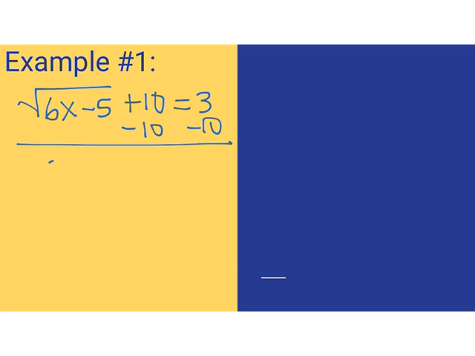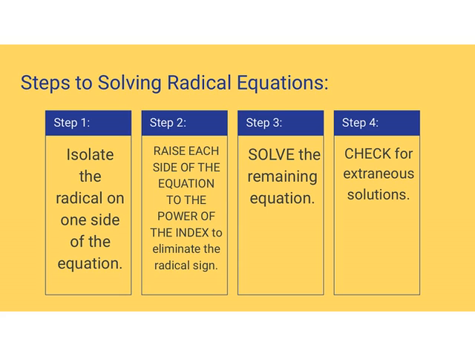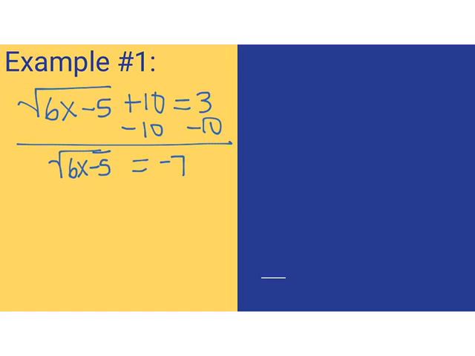We're going to subtract 10, and now we see that we have the square root of 6x minus 5 equals a negative 7. So we do have that square root by itself. We are going to now raise each side of the equation to the power of the index to eliminate that radical sign. So in this case, remember, it's a little invisible 2, and you could do this with cube roots or fourth roots. You would raise it to whatever power the actual index is. So in this case, it's a 2.